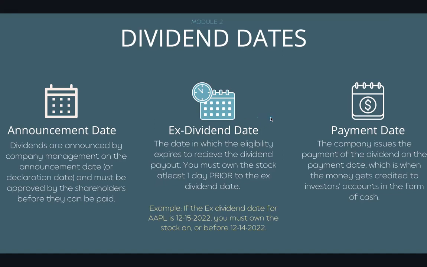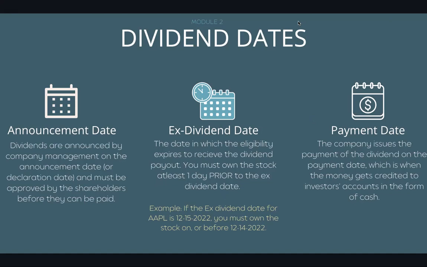You must own the stock at least 1 day prior to the ex-dividend date. So, for example, if Apple announces an ex-dividend date of December 15, you need to own that stock on December 14th or prior. If you own it on the date of or afterwards, they will not give you the payout on the payout date.